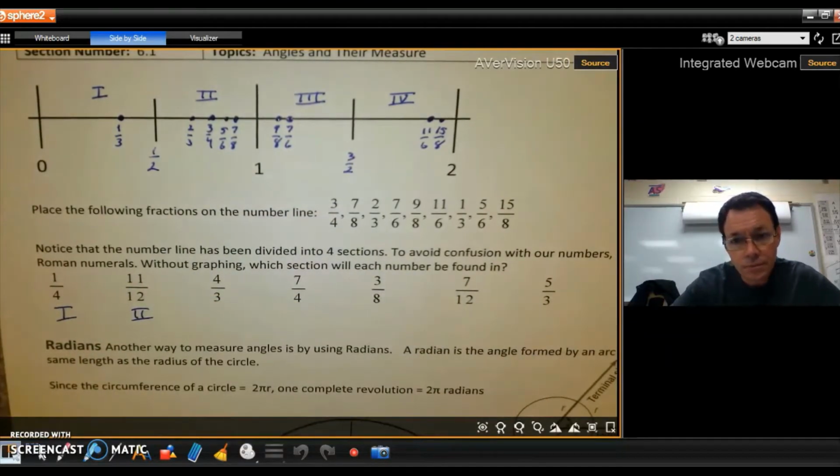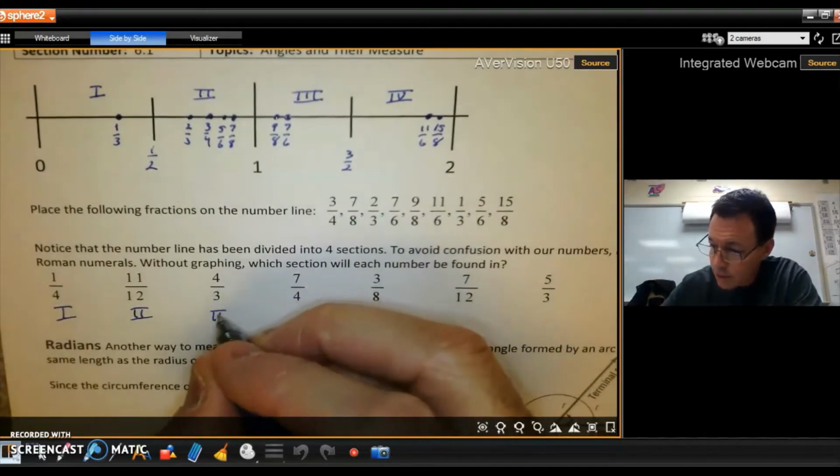4/3. Section 3. 4/3 is past 1. So that's going to be in section 3.